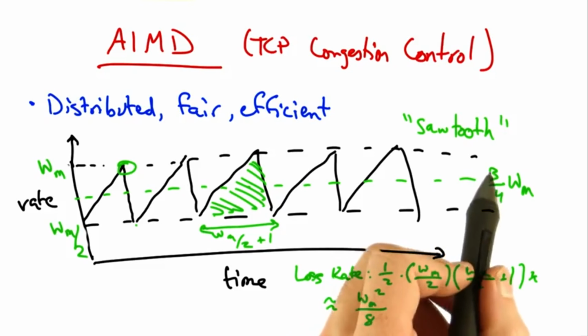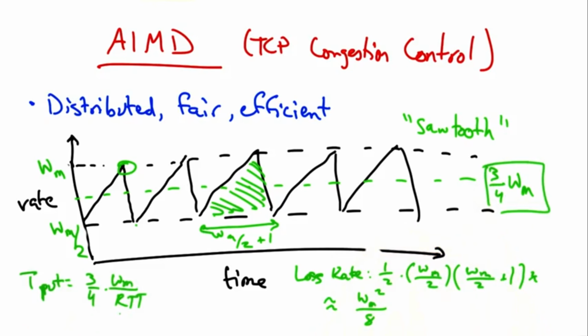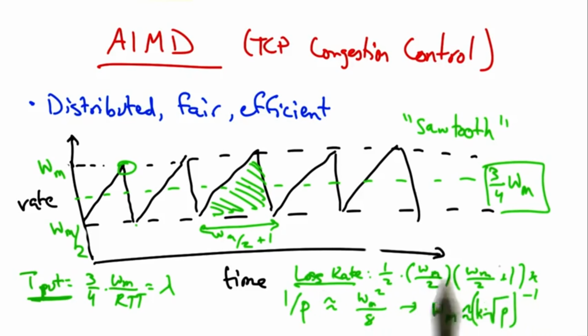Now the throughput is the average rate, 3/4 W max, divided by the RTT. Now if we want to relate the throughput to the loss rate, where we call the loss rate P and the throughput lambda, we simply need to solve for Wm, and I'm just going to get rid of the constant. So a loss occurs once for this number of packets, so the loss rate is simply 1 over that quantity. And then when we solve for Wm and plug in for throughput, we see that the throughput is inversely proportional to both the round trip time and the square root of the loss rate.